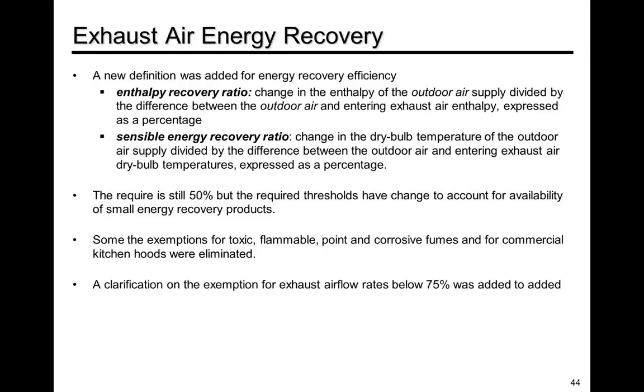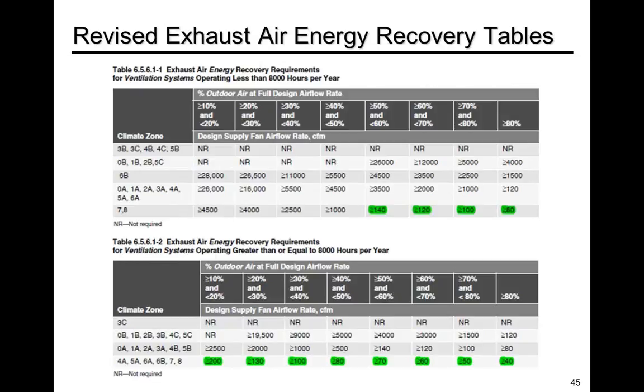So there's a new definition for enthalpy and sensible energy recovery ratio. The metric is still 50%. We've changed some of the exceptions a little bit to make it more applicable. And then we did a lot of clarification on the exemption. There used to be an exemption if you didn't get 75% of the return air back, you're exempt from energy recovery. So we've done a lot of clarification, preventing some of the obvious exemptions that people were getting from that, to make it a little bit more restrictive. Go to the next slide, slide 45.